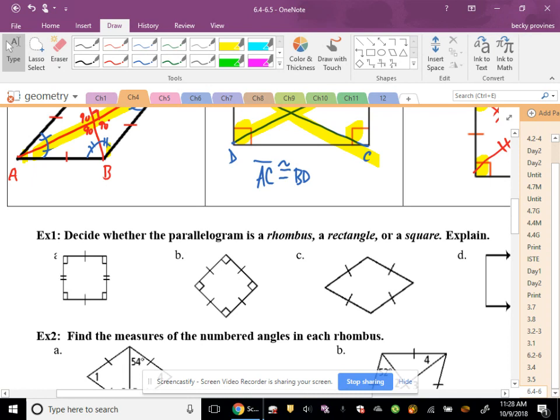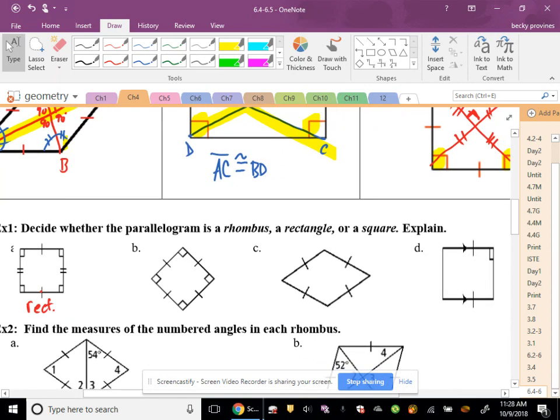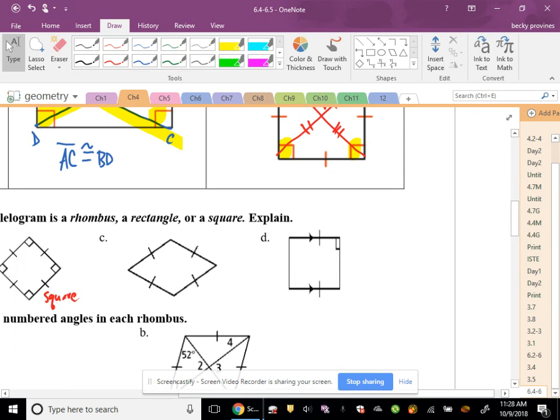On part A, we know opposite sides are equal, but they're not all equal with each other. So this would have to be a rectangle. For part B, you have all equal sides and all equal angles. So this is a square. On part C, we have all equal sides. So this is a rhombus.